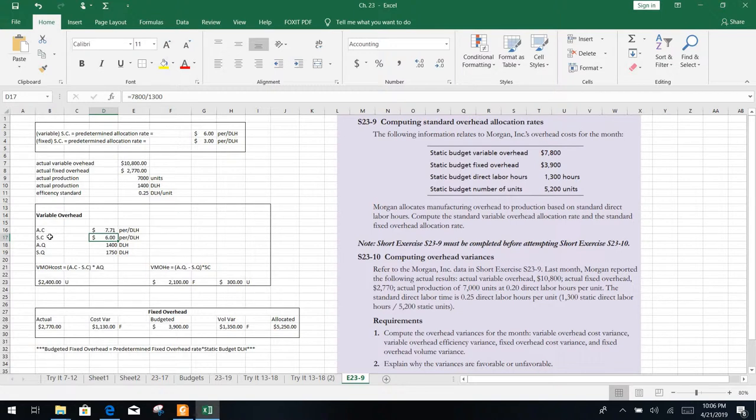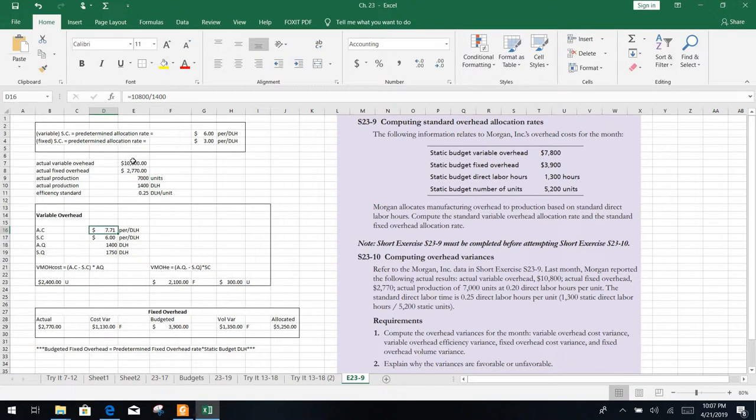So now we have the standard cost. We need to get the actual cost. The actual cost is the actual amount of the actual variable overhead right here divided by the actual direct labor hours, 1,400 right here.